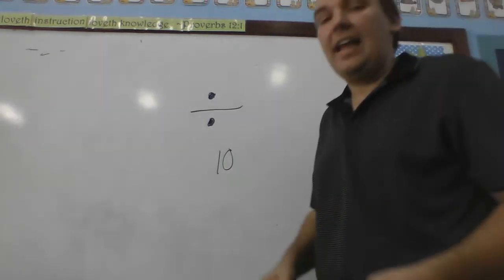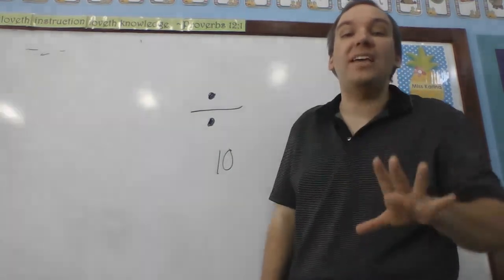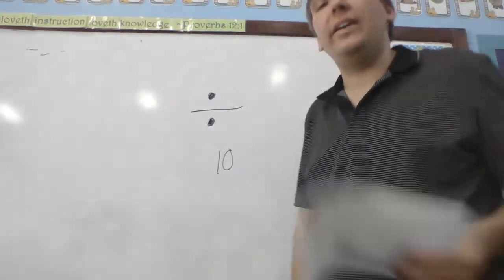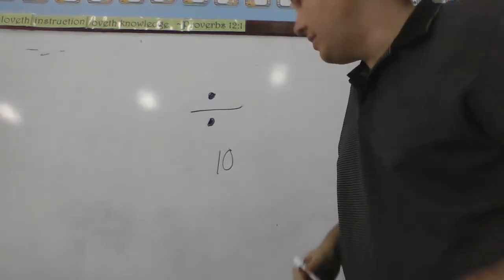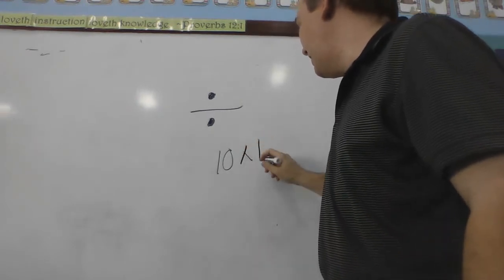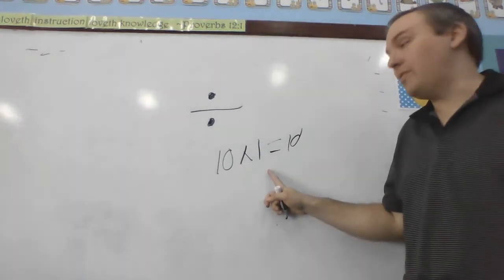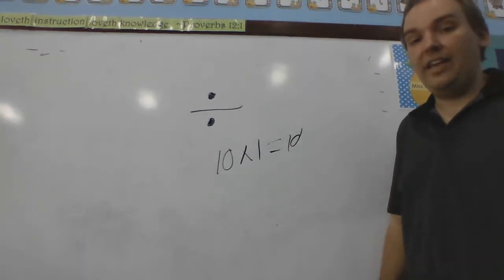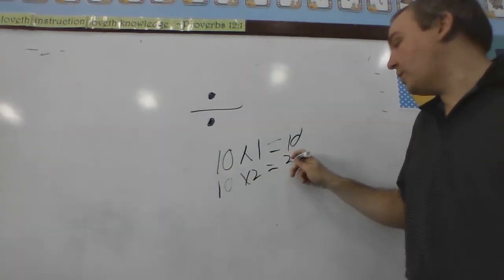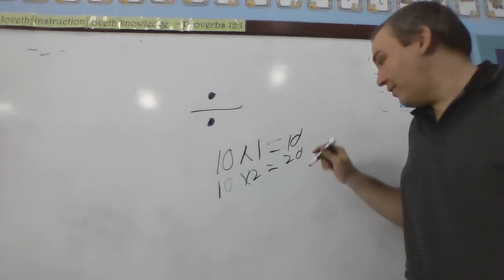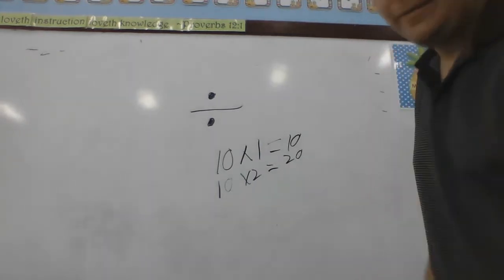Okay? Now, the question is, how many groups of 10 do we have? ¿Cuántos grupos de 10 tenemos? We have 1, right? There's 10 ants, but they're all in one group. So how many ants do we have? 10 times 1 is 10. 10 ants. And one group of 10 ants is 10 ants. If we had 2, it would be 10 times 2 is 20, right? But we don't have 2 groups, we have 1 group.